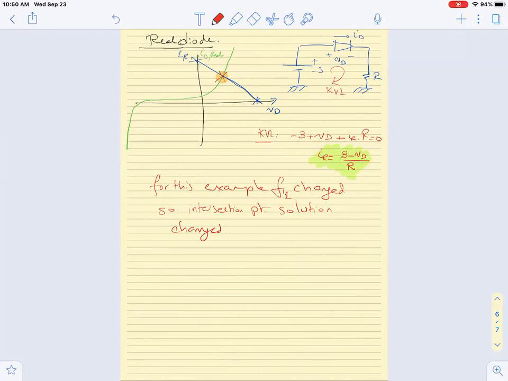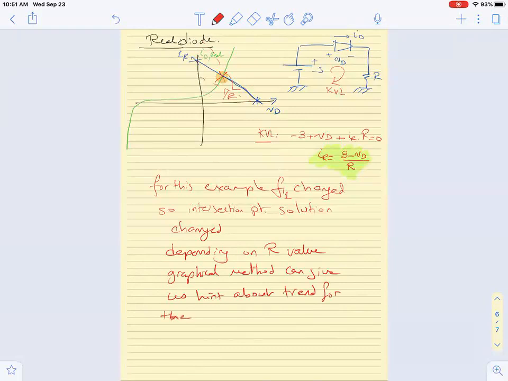But for example, if the R value changes, what will happen to this line? The slope is going to change, right? Because the slope is 1 over R. So as the R value changes, the intersection point with the y-axis might change, and therefore I can know if the solution will be lower or higher. Even if I don't know how to solve for it, the graphical method can give us a hint about the trend of the solution, and how it is going to change as a function of R.